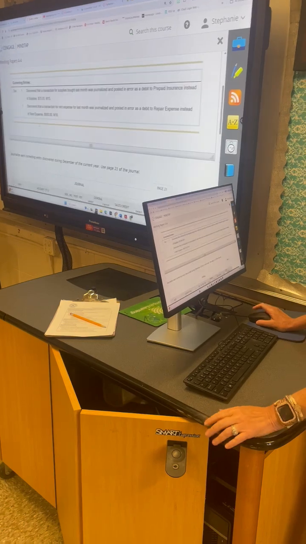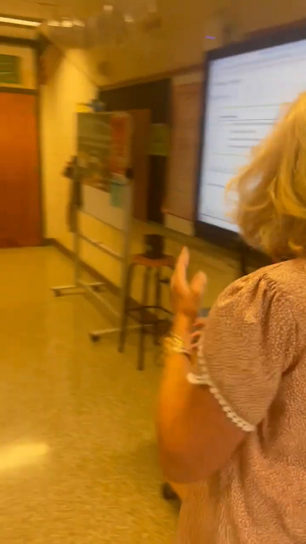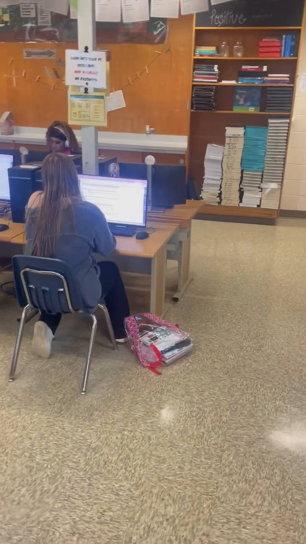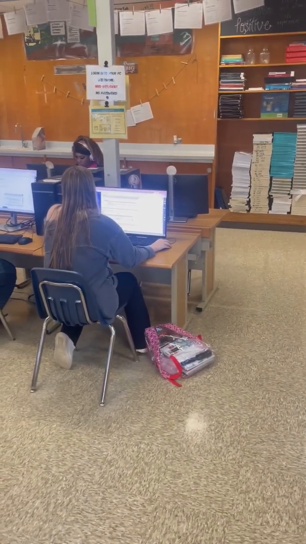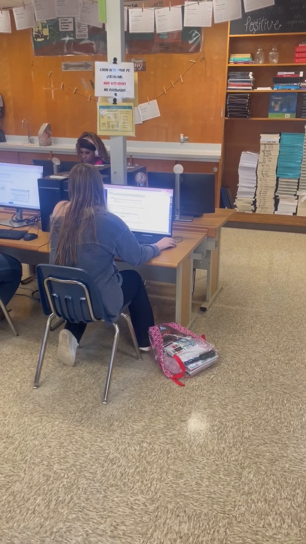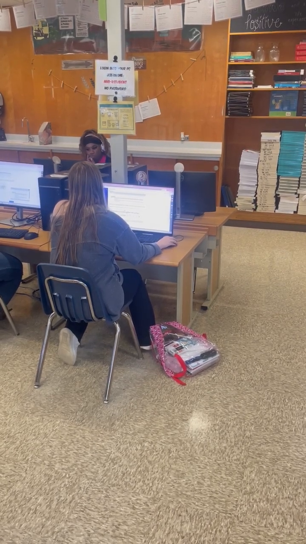So what do we do there? Read the next transaction. You have it out there, Raleigh. Can you read it for me, please? Discovered a transaction for rent expense last month was journalized and posted in error as a debit to repair expense instead of rent expense, $916.